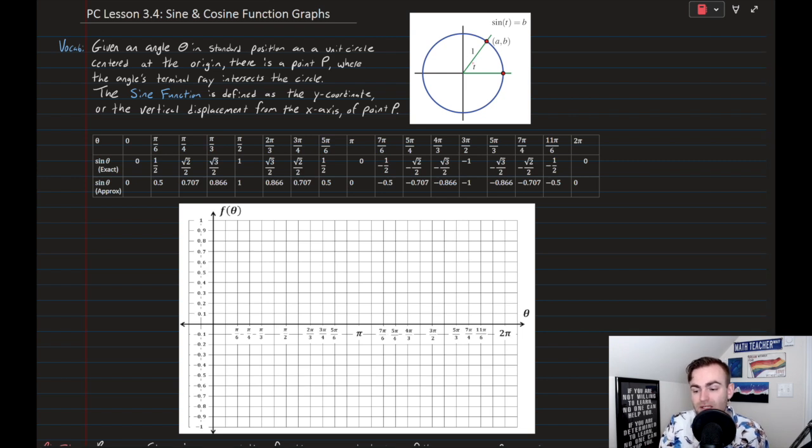So there's a really nice graphic here. If our angle is t and we have a point on the circle that's (a, b), sine of t is going to equal b, no matter where that point is on the circle. And I think that's awesome.